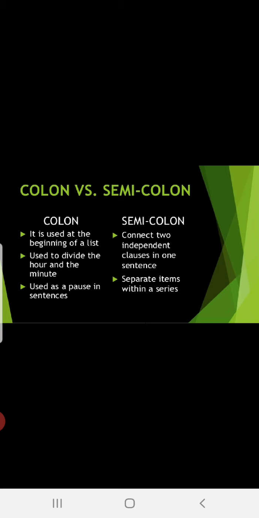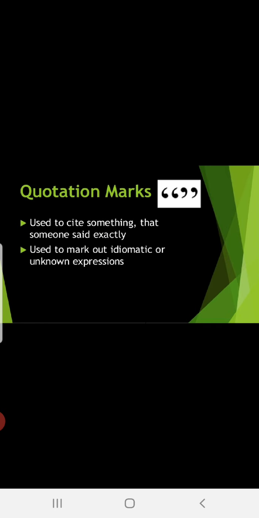Now semicolon: one dot and one comma. It connects two independent clauses in one sentence. To connect two independent clauses, we use a semicolon. Only a pause is given; a semicolon is half of the colon, meaning a small pause. It also separates items within a series. When you are writing a continuous series, we go on putting semicolons.